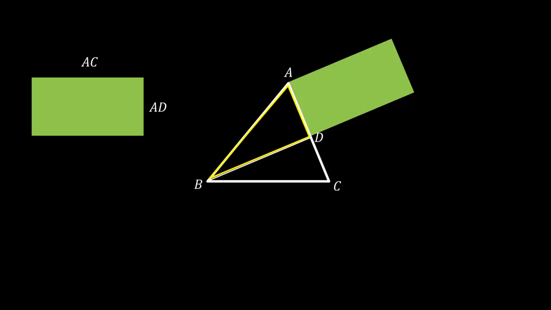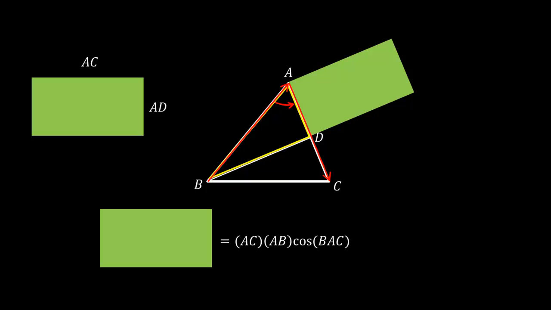AD is part of this right-angled triangle. Using good old SOHCAHTOA, we know that the cosine of this angle, BAC, is the adjacent side over the hypotenuse, or AD over AB. Rearranging shows that side length AD equals AB times the cosine. We multiply both sides by AC to show that the area of the light green rectangle equals AC times AB times the cosine of BAC.